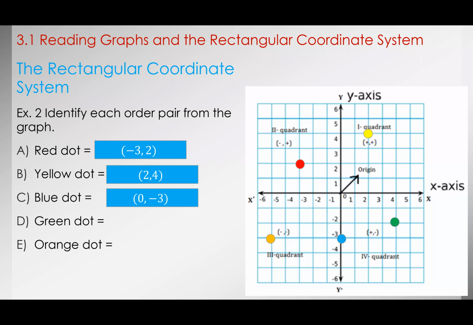And the green dot, we go to the right 4 and we go down 2, which, hopefully all of you see, is (+4, -2). And lastly, we travel to the left 5 and down 3. So any questions on how to plug in your ordered pair, or how to identify your ordered pair if they give you the dot and you need to plug it back in?